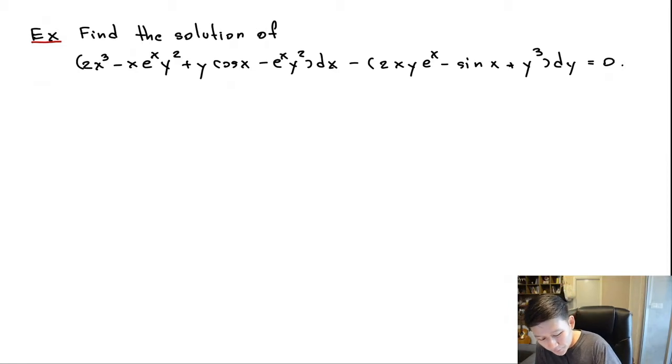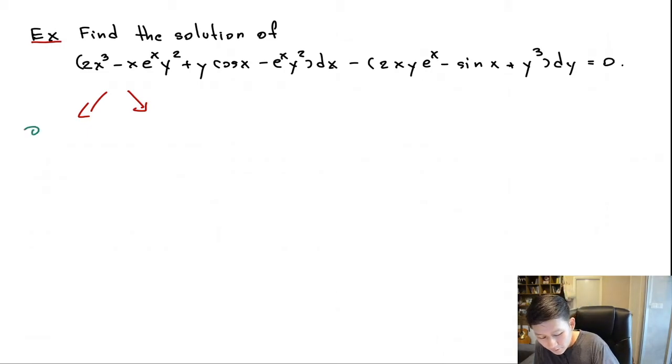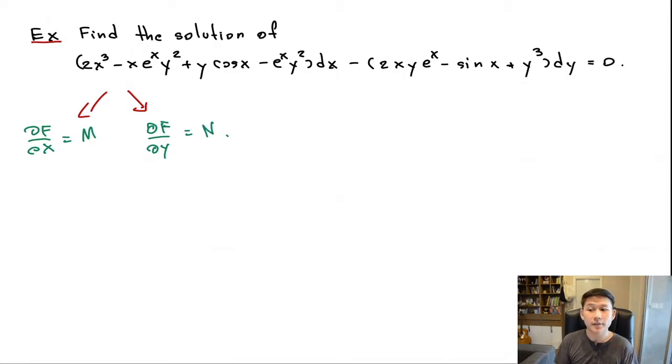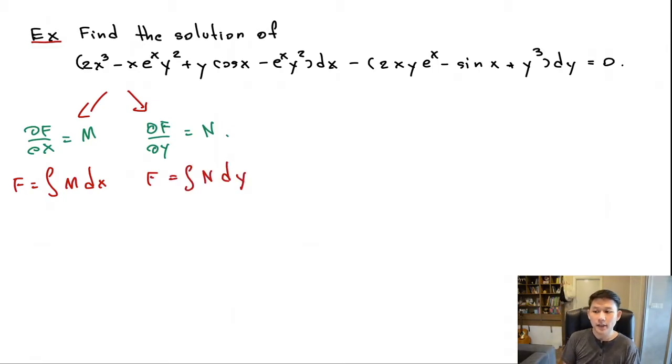We have two places to start. First, we can begin with df by dx equals M, or df by dy equals N. If we begin with this, f is going to be the integral of M dx, and if we begin with this, f will be the integral of N dy. And which one is easier?